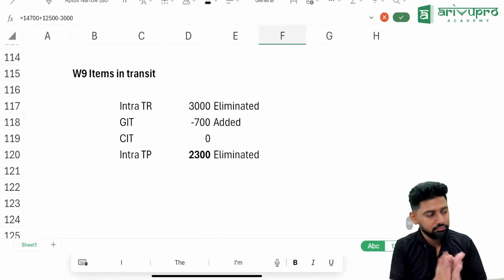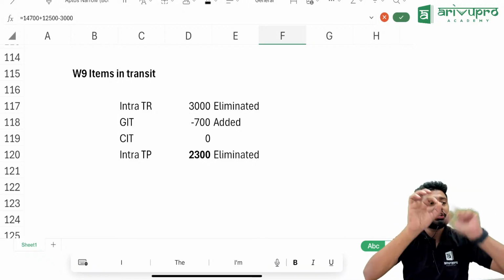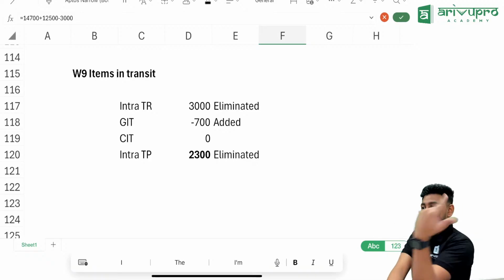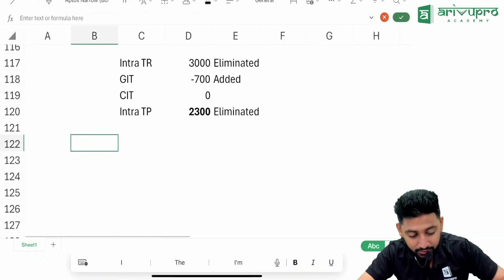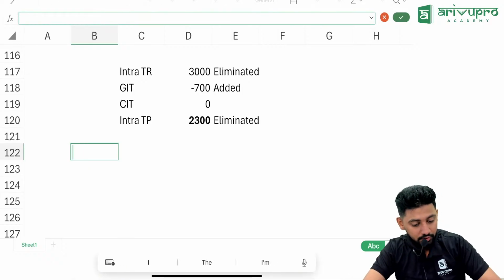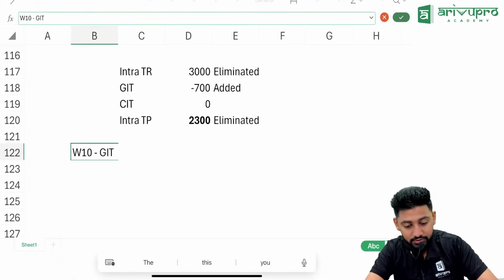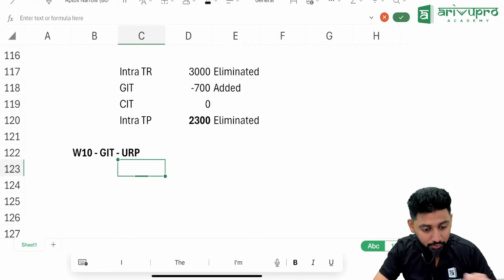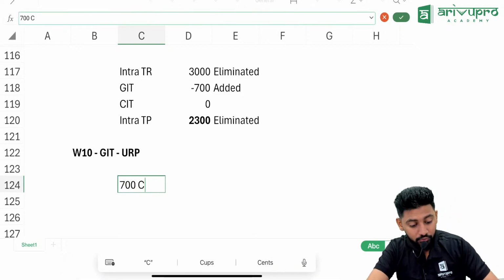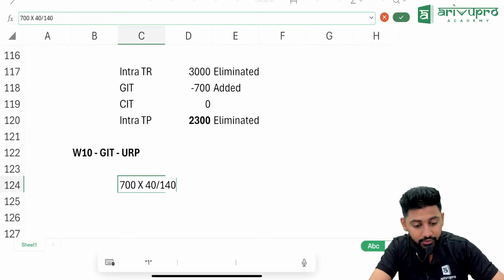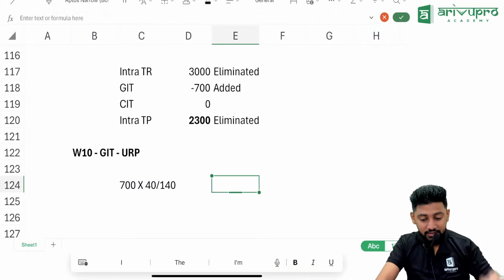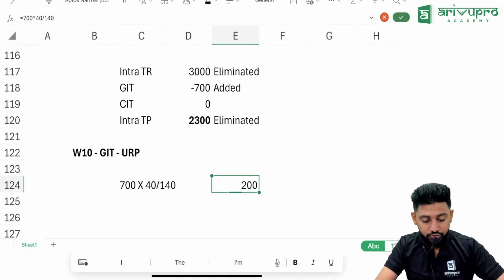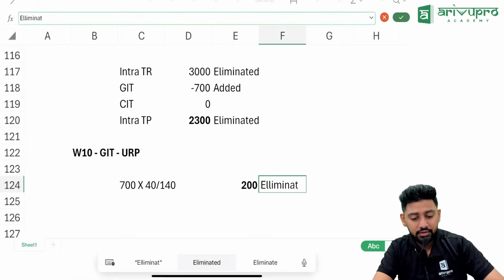Now there is goods in transit. Goods which are sent by the parent, not yet received by the subsidiary. Correct. Even that will have URP, right? It's within the group. So in other words, working number 10, W10, goods in transit, GIT on URP. What is your GIT on URP? You have 700 into your percentage, 40 over 140. Once again, the parent is the seller, equals 700 into 40 over 140. Gives you 200. Once again, eliminated.